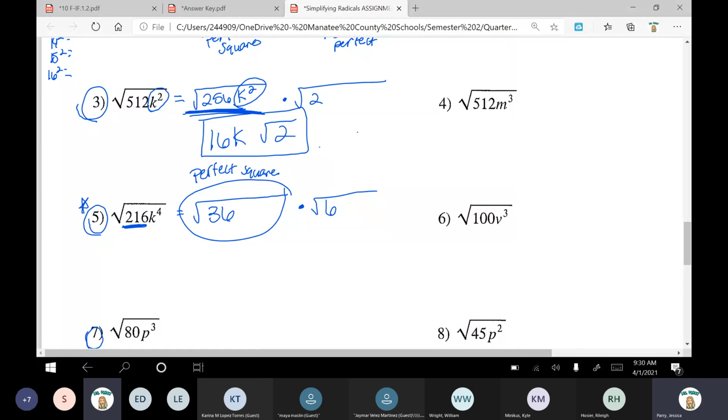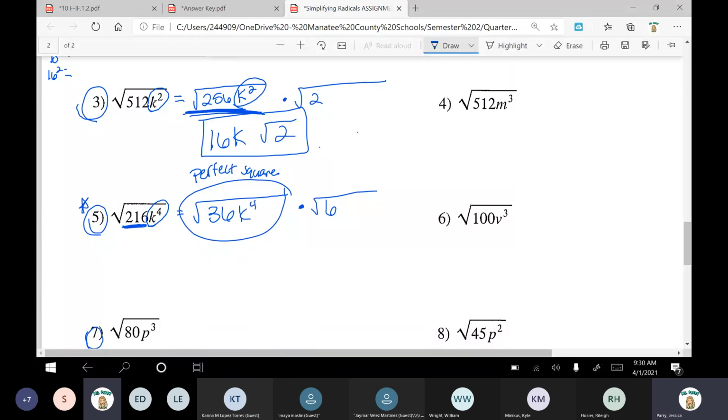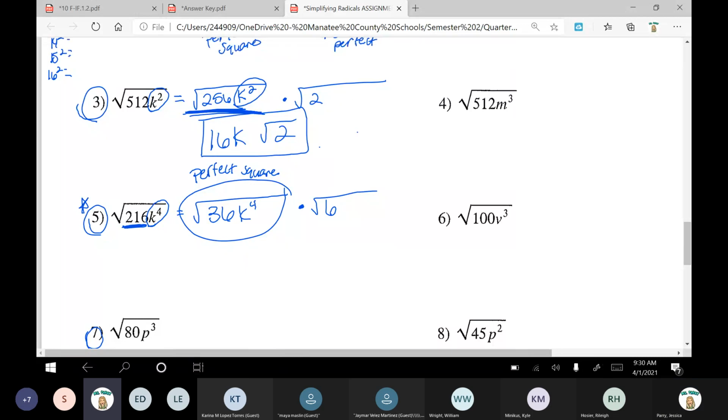Perfect. Now let's look at our variable. We've got k to the power of 4. Is 4 divisible by 2? Or think, can you do 4 divided by 2? Yes or no? Yes, you can. It's an even number. So we're going to keep that k to the power of 4 in our perfect square area. That means we went through the entire thing. We did our numbers. We did our variables. Now let's go ahead and simplify.